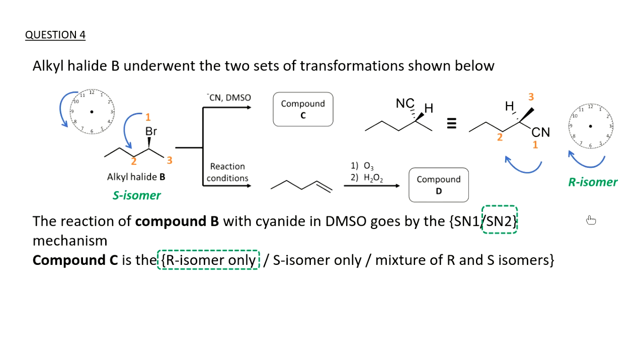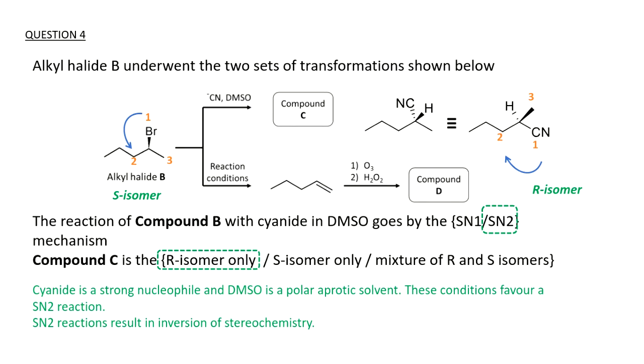So this is something that you have to remember: cyanide is a very strong nucleophile. DMSO is a polar aprotic solvent, and these conditions will always favor the SN2 reaction. And again, SN2 does not go via a carbocation. SN2 goes via a pentacoordinate intermediate, and so this will result in an inversion of stereochemistry if your starting alkyl halide was chiral. Okay, good.